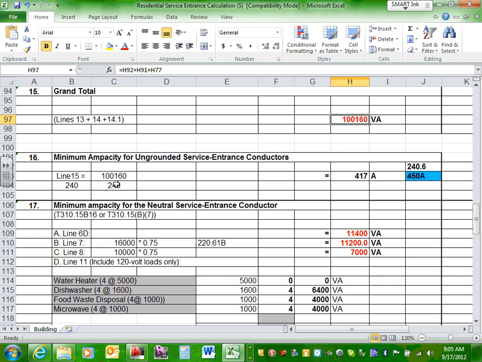Now, what's the voltage system? 240. So you're going to divide the 100 kW over 240. You're going to end up with 417 amps. 417 amps from 240 gives you a 450 amp overcurrent protection device. So we size it based on the overcurrent protection device. Cool? 450. And that's basically the size of your main panel. You might end up with a 500, but you're going to be hovering between 400 and 500 basically in all your calculations.